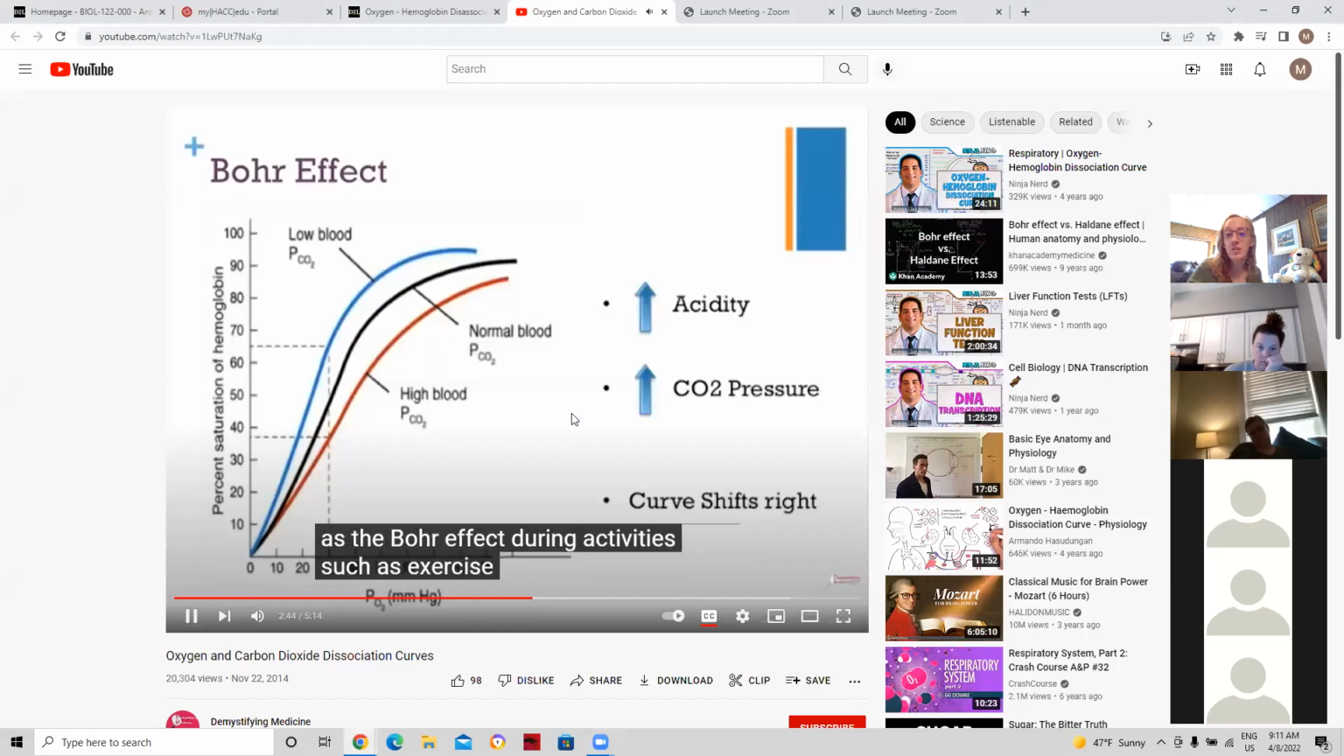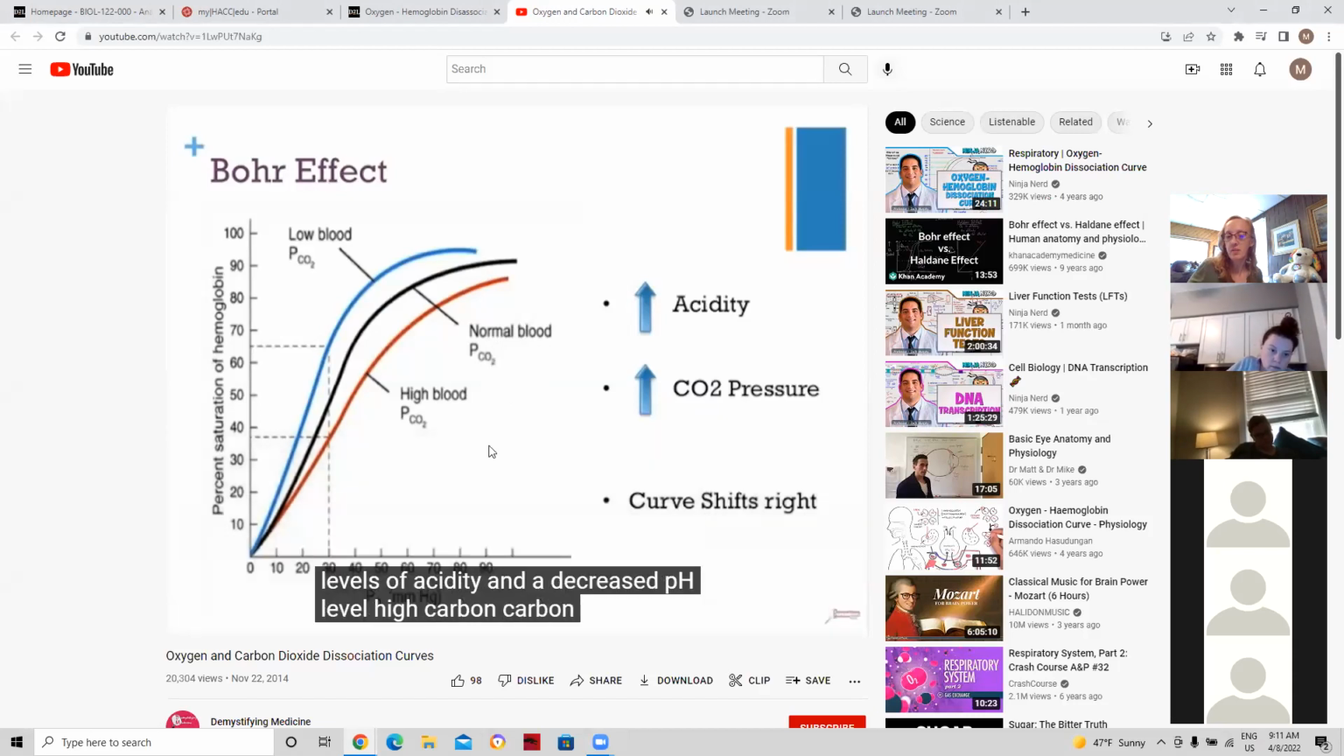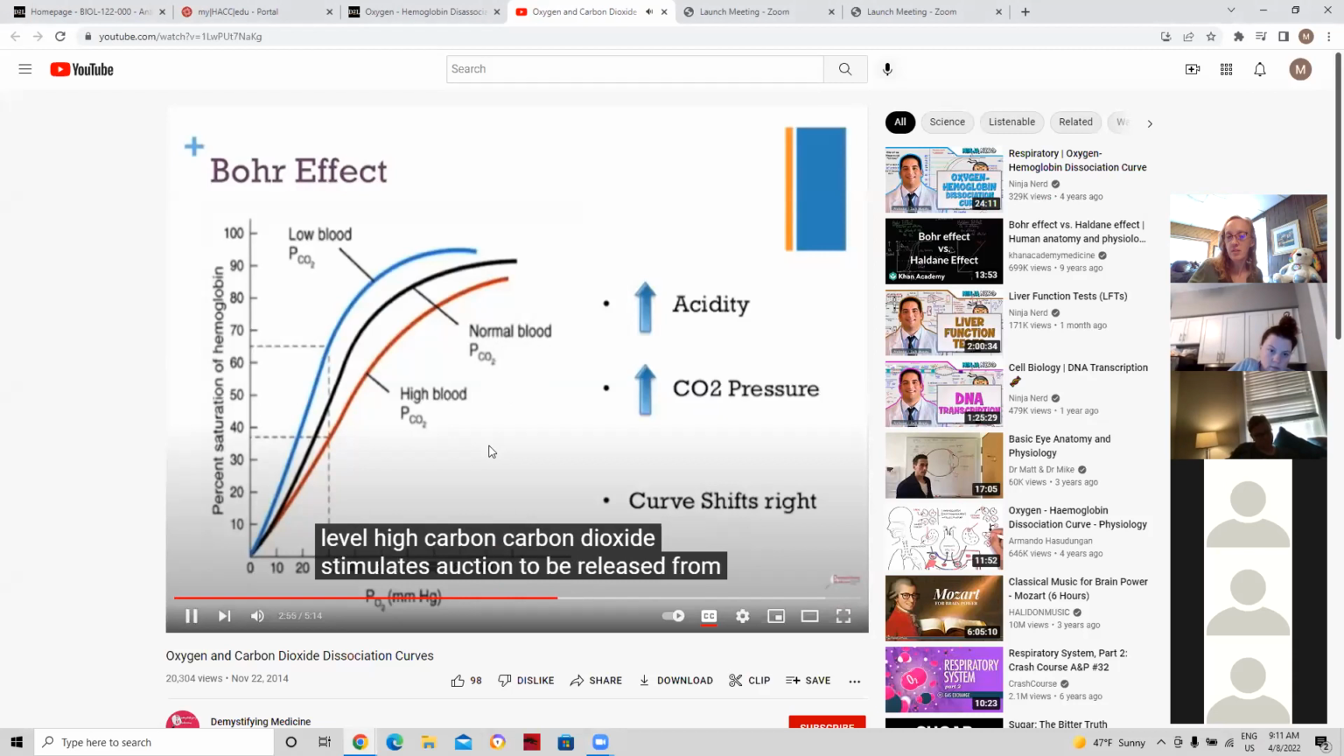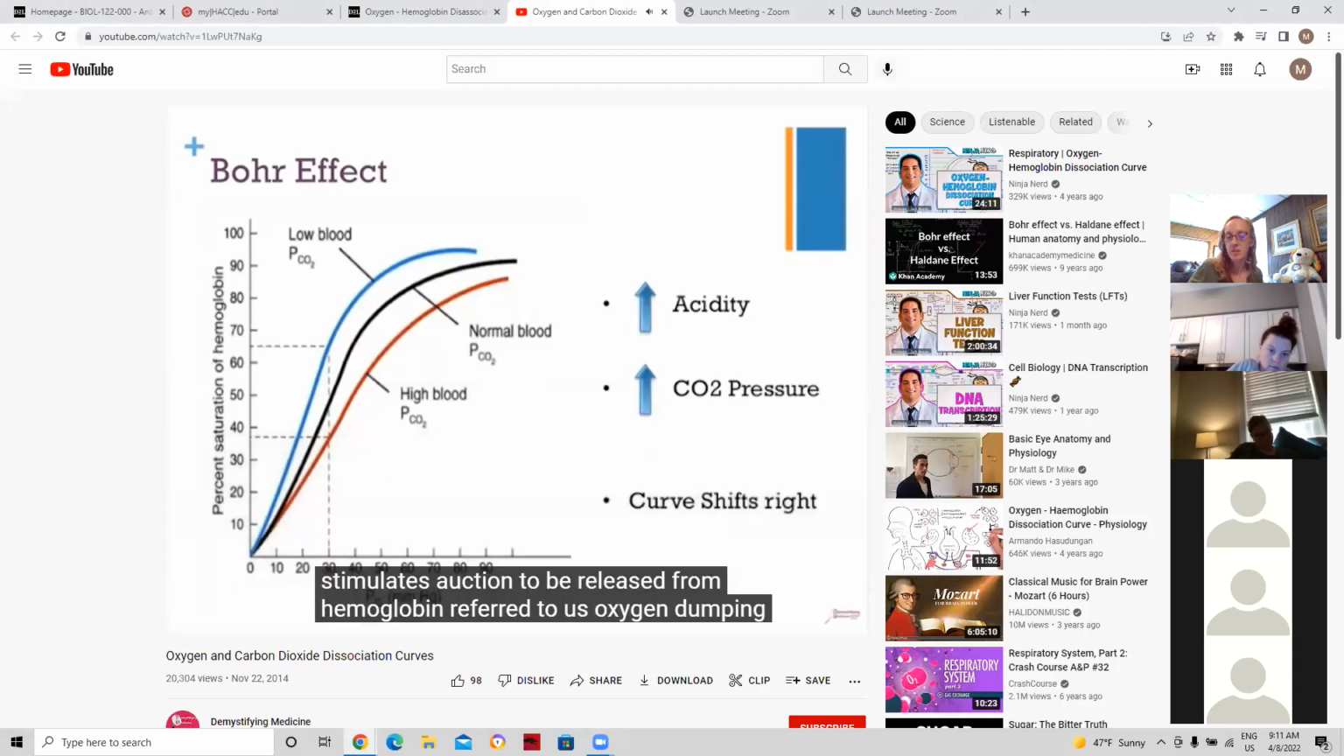During activities such as exercise, our CO2 levels increase in the body. So CO2 levels are increasing, which means that acidity is going up, with increased levels of acidity and a decreased pH level. High carbon dioxide stimulates oxygen to be released from hemoglobin, referred to as oxygen dumping, thus our PO2 is lower. This inverse relationship results in a curve shift to the right.